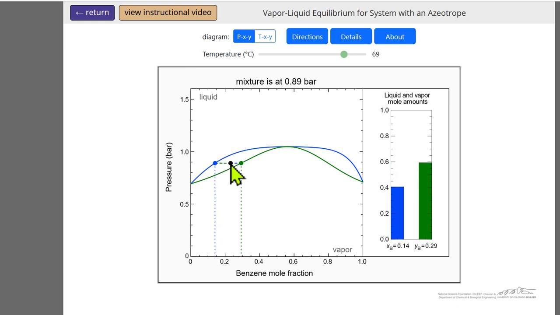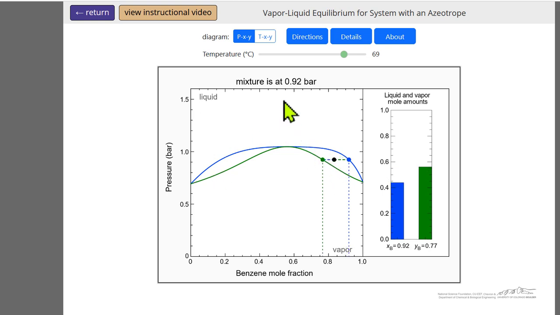If I move just directly left or right, I change the relative amounts of the liquid and vapor. If I move over here, then we have now the liquid phase is enriched in benzene.